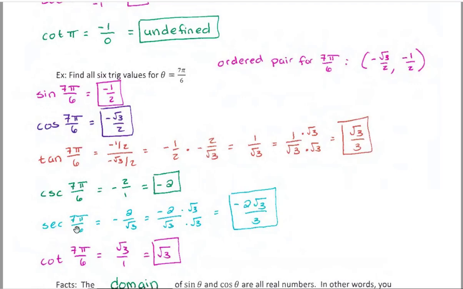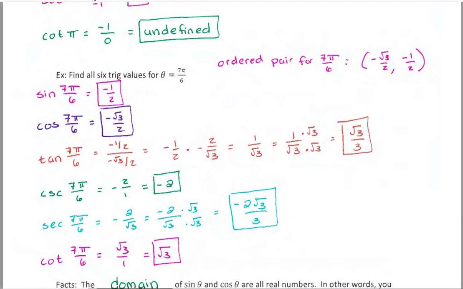The secant of 7 pi over 6 will be the reciprocal of the cosine, so instead of -√3/2, it'll be 2 over -√3. And again, we'll rationalize by multiplying the top and the bottom by that square root of 3 to see that the secant of 7 pi over 6 is -2√3/3. And the cotangent is the reciprocal of the tangent. It is easier to take the reciprocal of the unrationalized form of the tangent. Instead of 1/√3, that would be √3/1, which gives us the square root of 3.